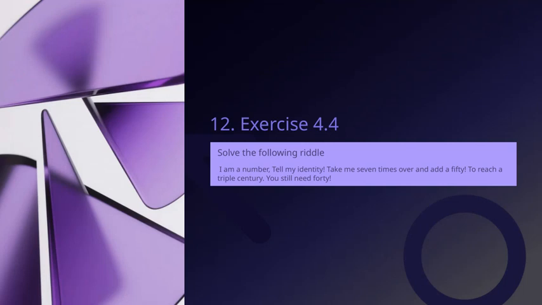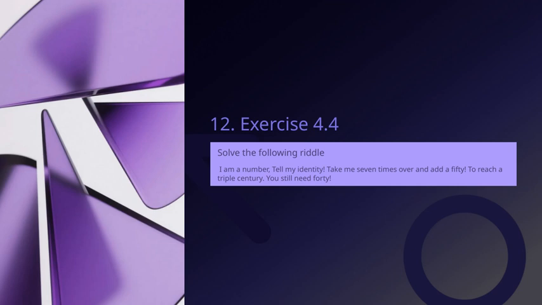All right, let's take a look at exercise 4.4. We've got this interesting riddle to solve. It starts by saying, I am a number, tell my identity. So our goal here is to find this mysterious number. The next line says, take me 7 times over and add 50.